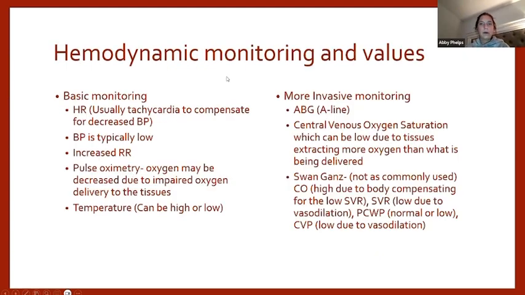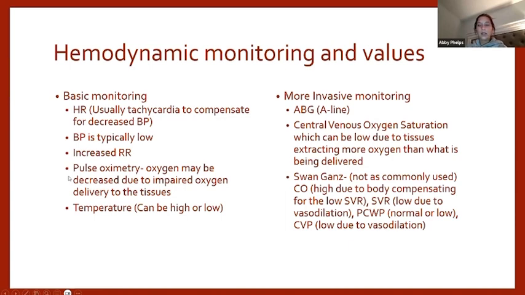So, hemodynamic monitoring and values. Basic monitoring that we typically go through is heart rate through ECG or EKG. Usually your patient will be tachycardic to compensate for their decreased blood pressure, which goes to the next thing. Typically your patient's blood pressure will be low and they will have an increased respiratory rate, so they'll probably be in some distress.